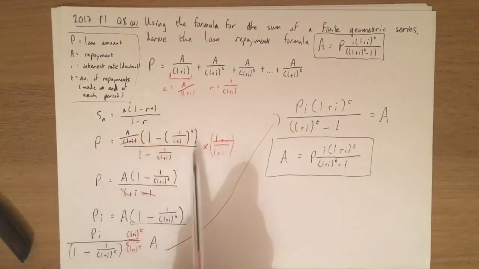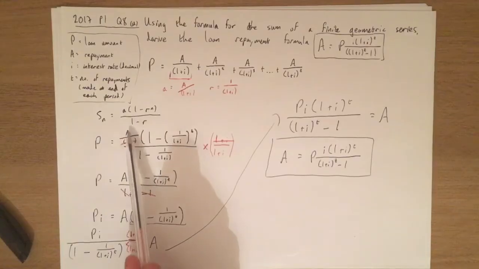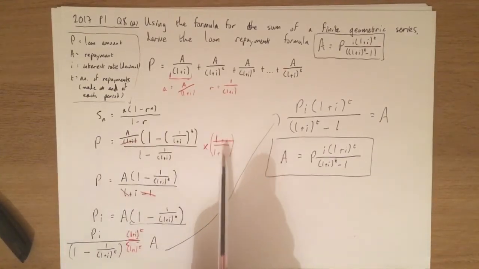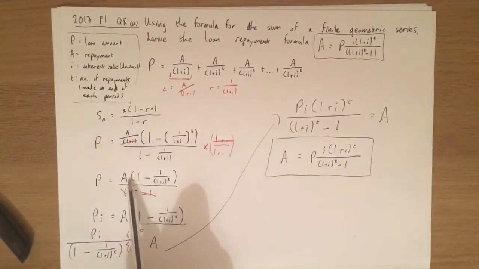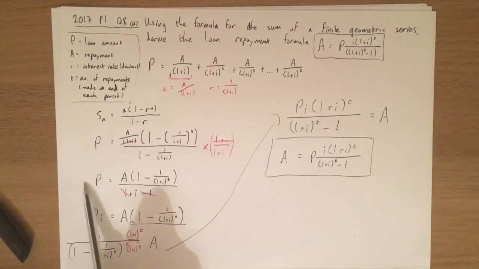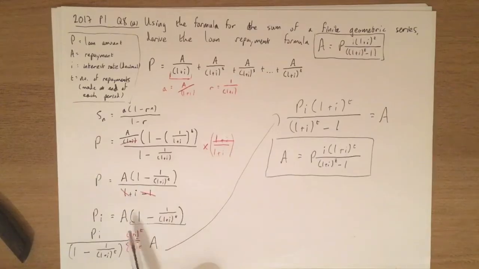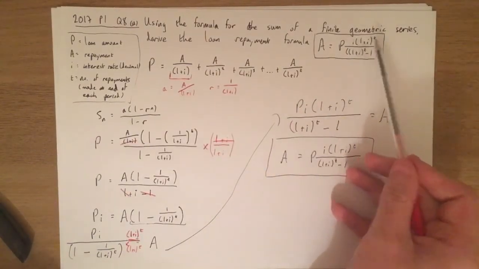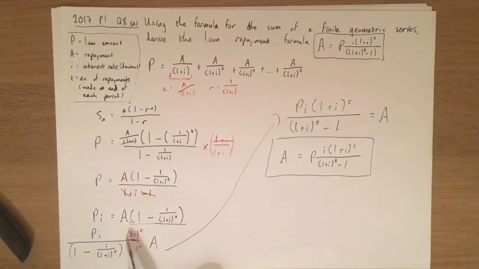So first step is realizing you want to get rid of the 1 plus I under the A, so multiply by 1 plus I over 1 plus I. Bring the I over, then realize that you bring what you're multiplying by there over, and then at this stage here realize what you're missing from the formula is a 1 plus I to the t on top, so multiply top and bottom by that and you'll end up with your formula.